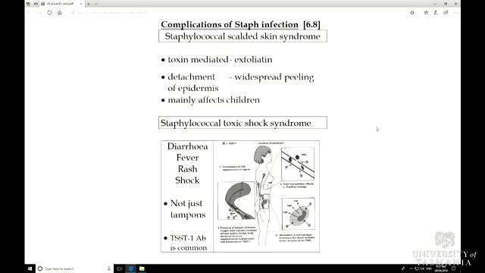Histology? So exfoliatin breaks these bonds and the skin just peels off. As you get older, these change in their structure and become resistant to the action of exfoliatin. So it doesn't happen if you're older. It's only in young children. Very uncommon.